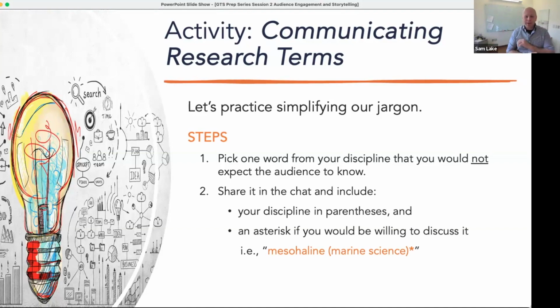So for example, if I were to do this, I would use a word like mesohaline. My academic background is in marine science, and of course, I'm always happy to share. So that's what I would type in. So take a minute, think of a word, and then when you're ready, you can go ahead and put it in. And Alexis, thank you for putting an asterisk on there.